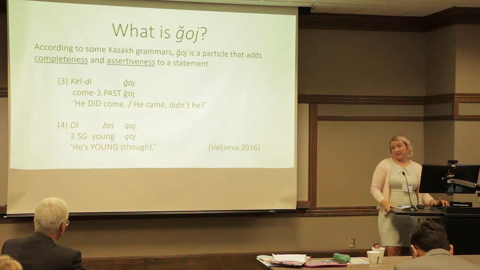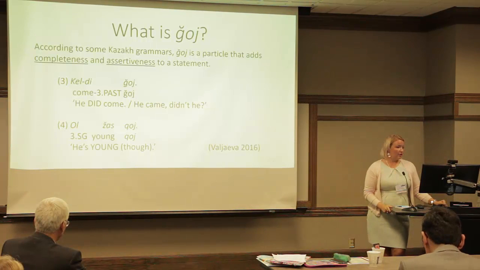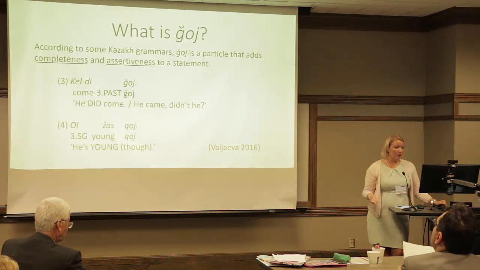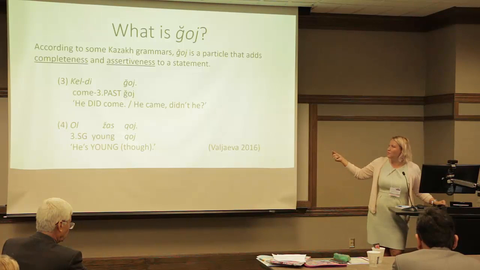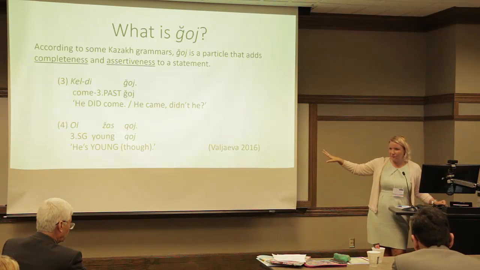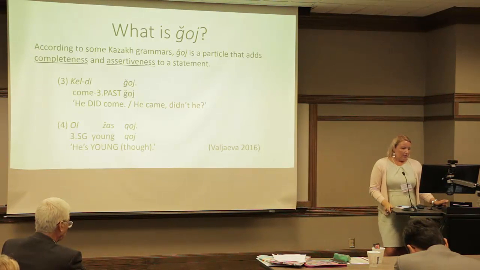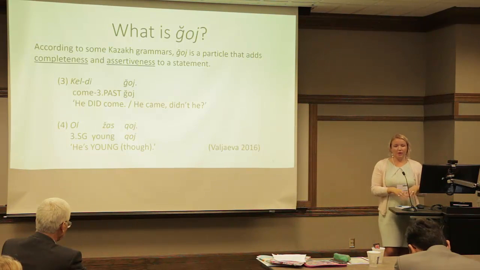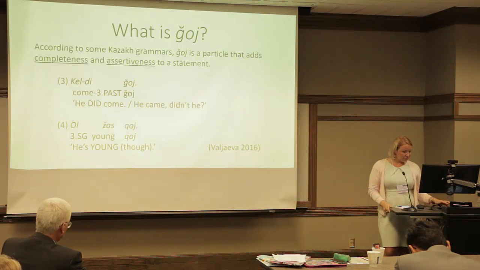According to some Kazakh grammars, ROI is a particle that adds completeness and assertiveness to a statement. So, for instance, keldi ROI, he did come, or he came, didn't he? Again, without the context, it's a bit difficult to understand what it means, but that's what we have. And in number 4, we have oljas ROI. He's young though, you know, like he made that mistake, but that's because he's young, kind of thing, in that sort of context.